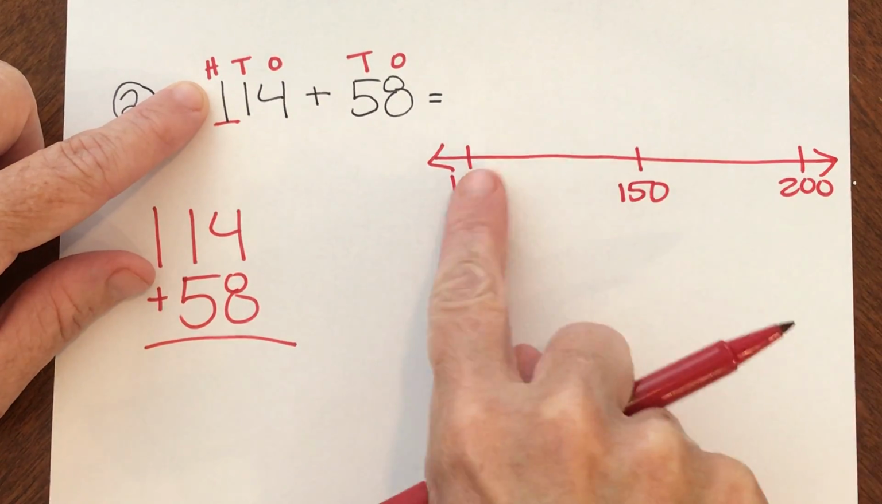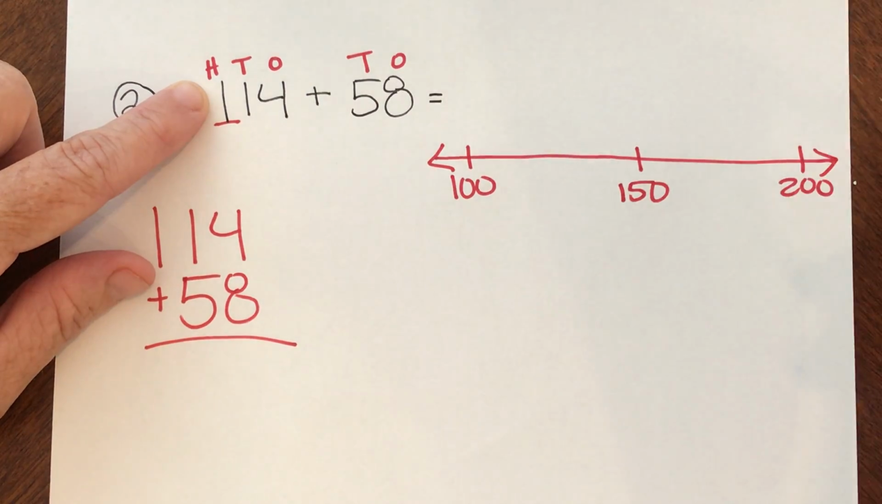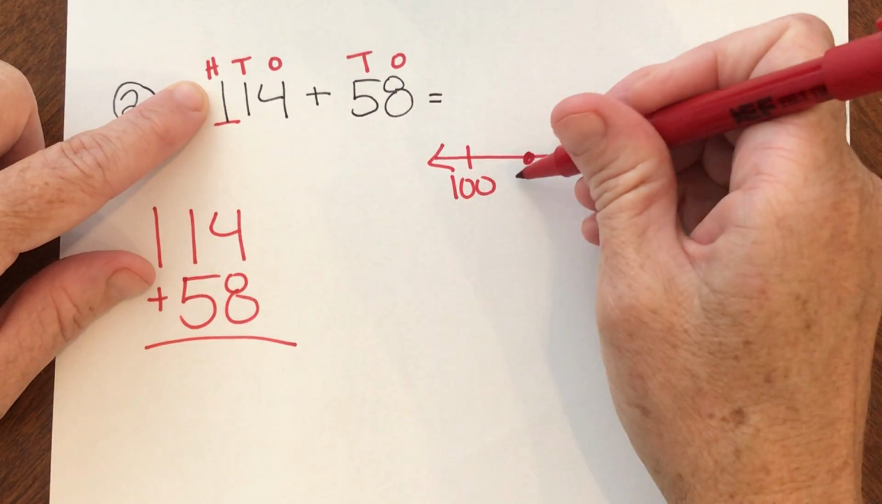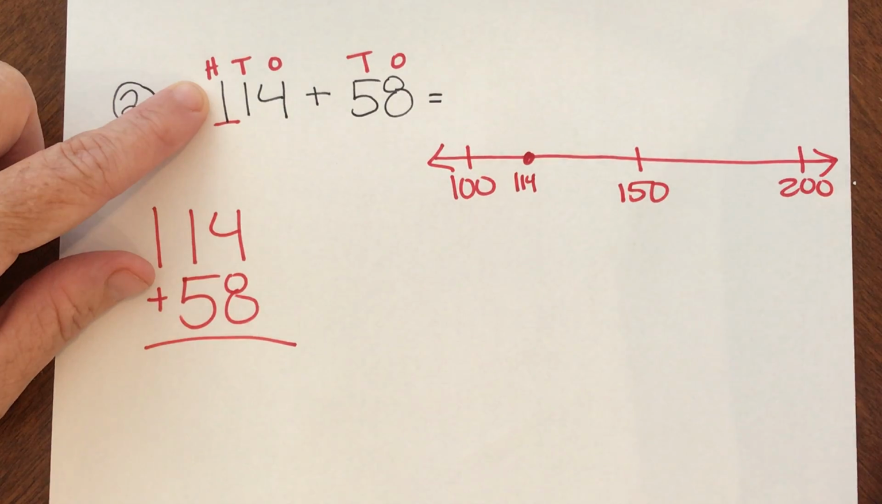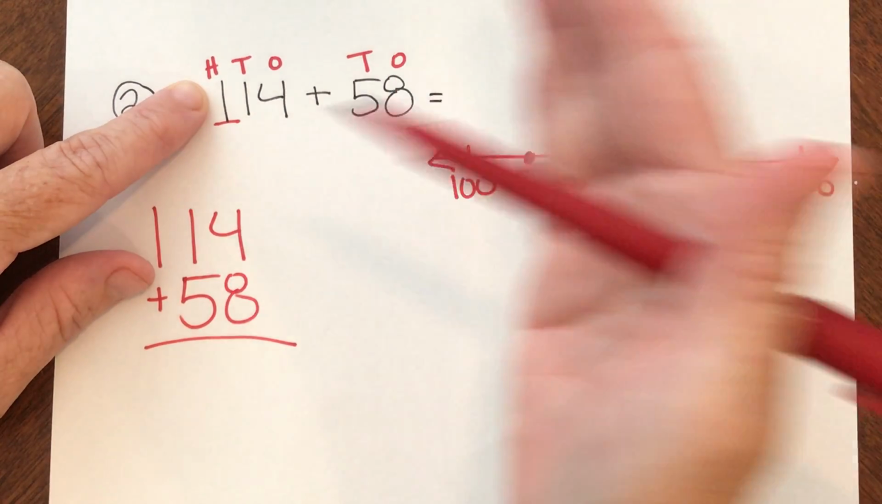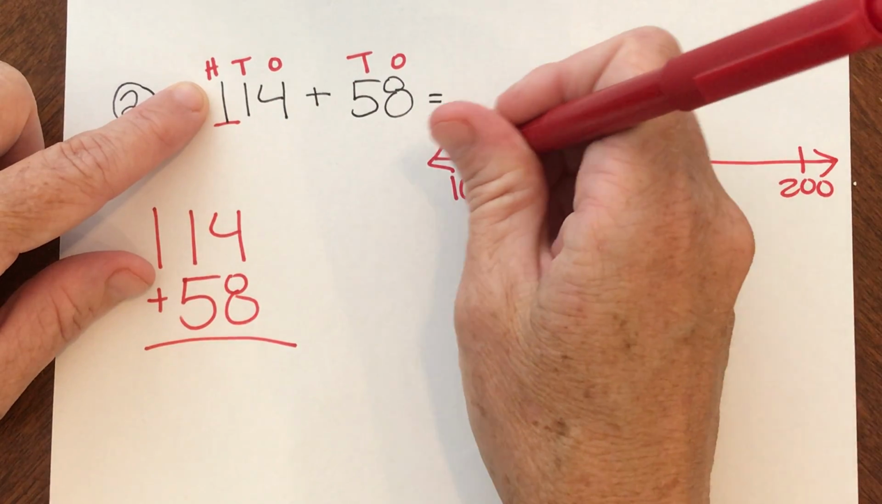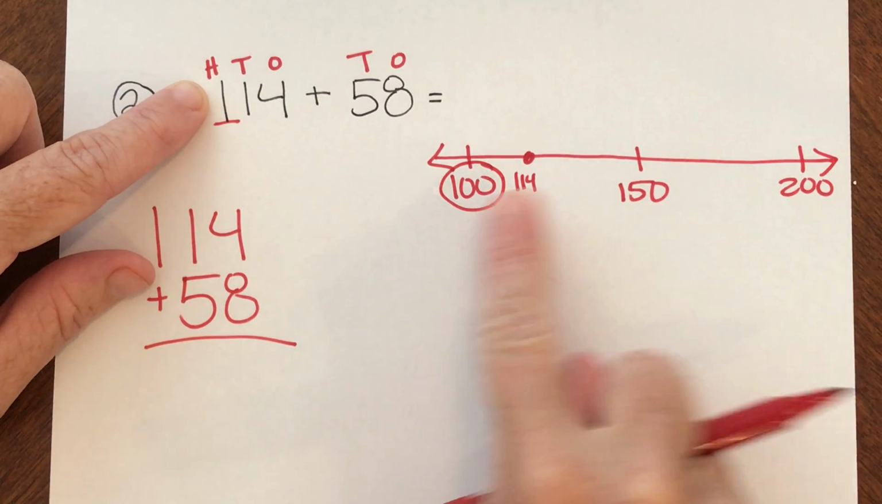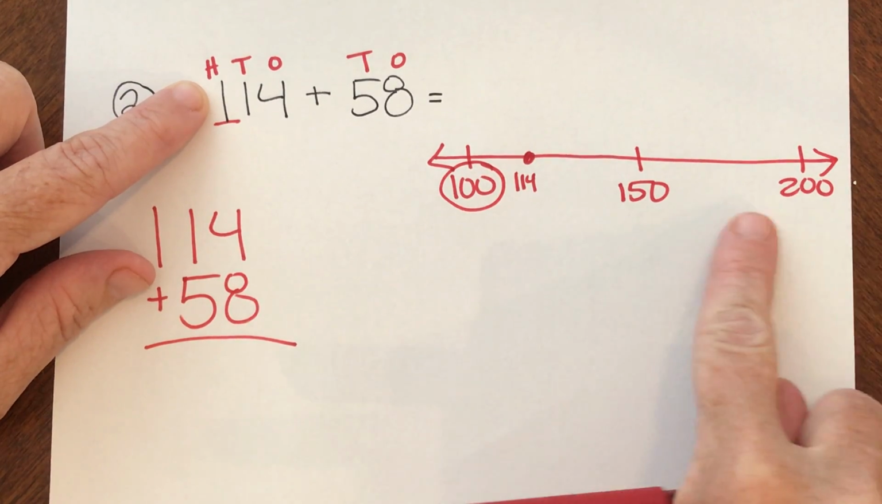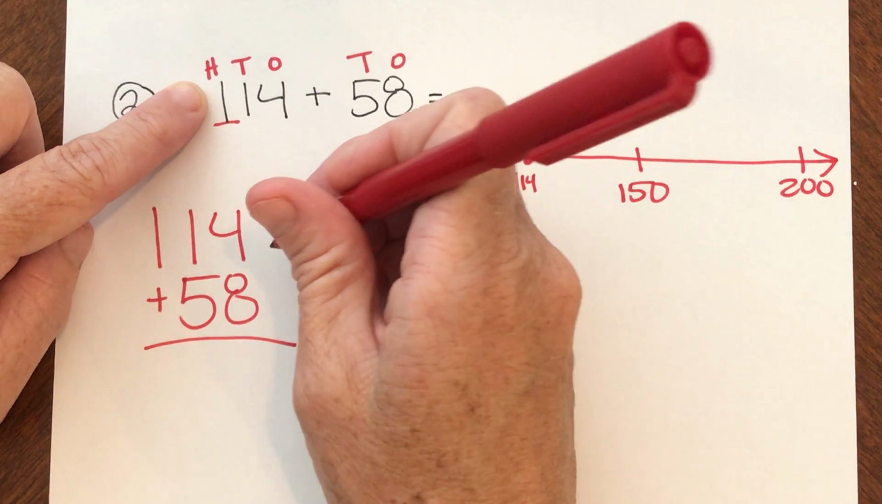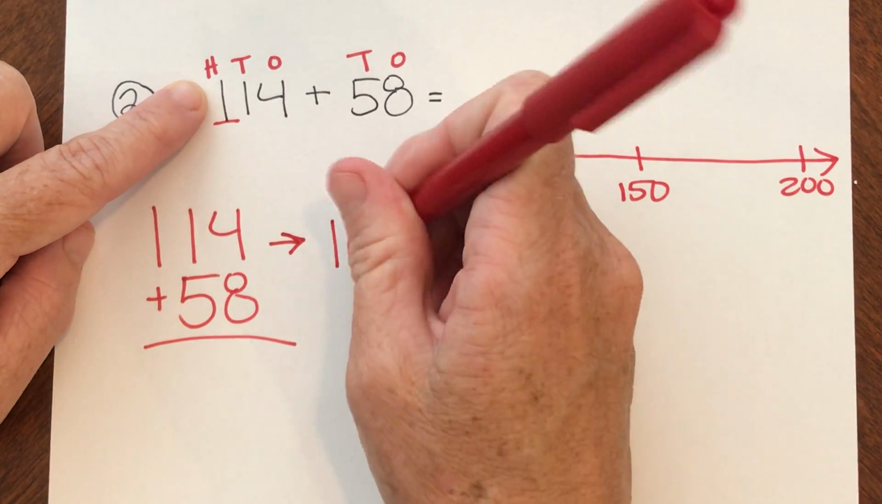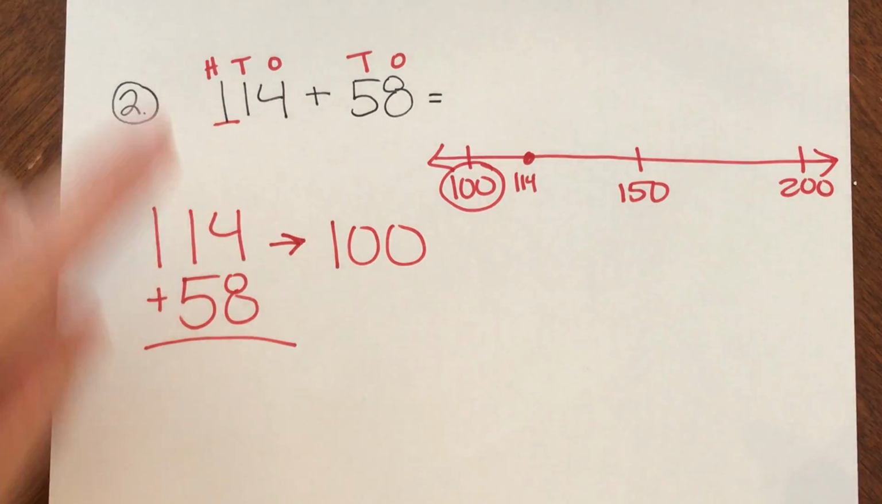Wouldn't it be over here? Isn't it less than 150? I'm thinking 114 is going to maybe be around there. So because 114 is on this side of the number line, it's going to round to 100. Look how far away from 200 it is. So 114 rounds to 100.